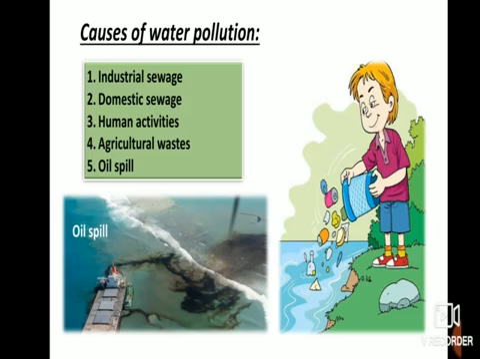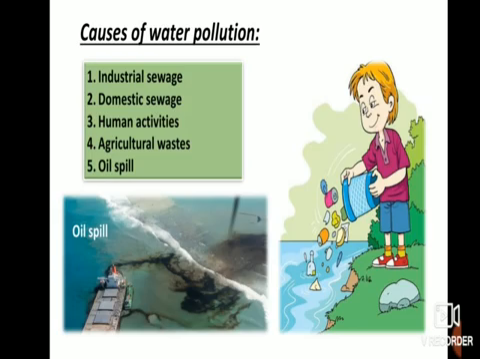Second is domestic sewage. Liquid waste from domestic activities such as kitchens and toilets are discharged into rivers through the sewage system, causing water pollution. Third is human activities. Human activities like bathing of human beings and animals in or near lakes, rivers, etc. pollute the water bodies.